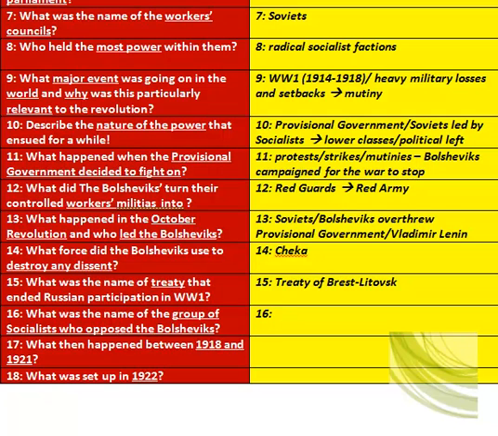Alright, number 16. What was the name of the group of socialists who opposed the Bolsheviks? It was the Mensheviks, the Social Democrats, if you like. Number 17. What then happened between 1918 and 1921? It was the Russian Civil War, which was extremely bloody. It cost the lives of a further 8 million people.